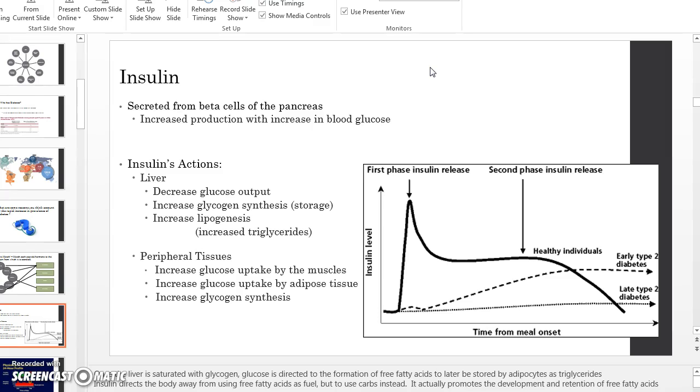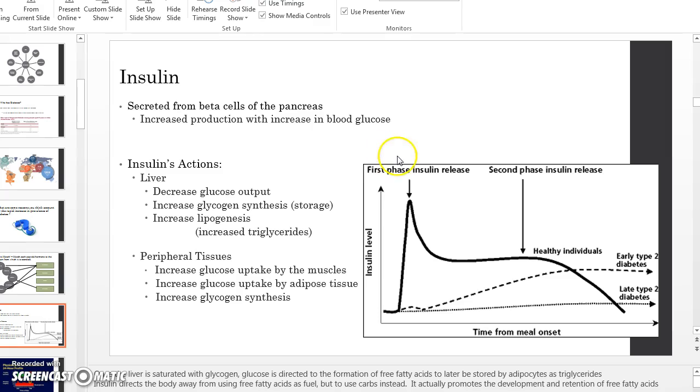Insulin is also promoting the tissues and the muscles and the adipose tissue to increase its uptake of glucose from the bloodstream. It can then store these as amino acids in the tissues, and then when it is needed, it can be released to the liver to release glucose or produce glucose.